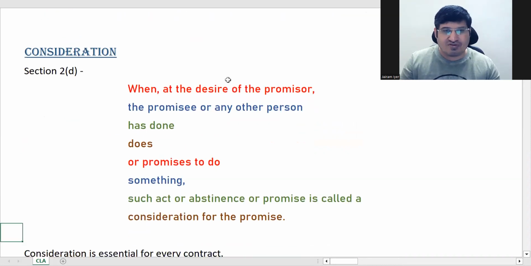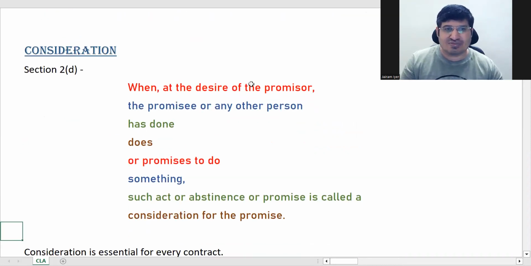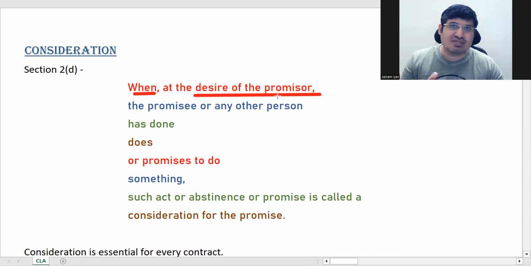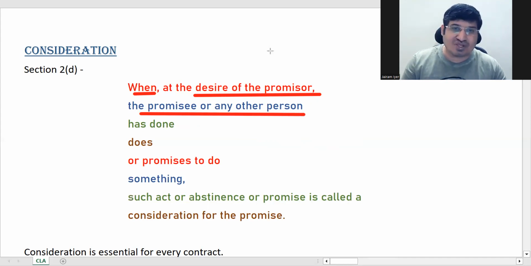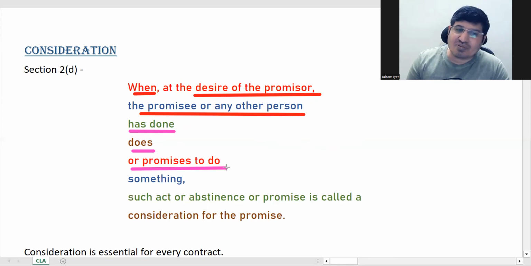So now if we go by the definition, when at the desire of the promisor. Okay. So promisor is making that offer, right? So when at his desire, the promisee or any other person, okay? And there are three things: has done, does, or promises to do. Past, present, future.